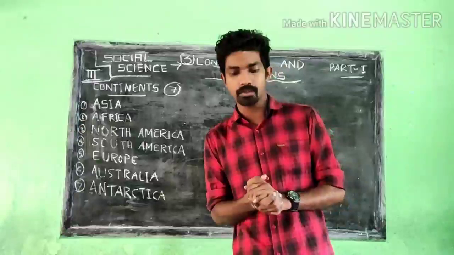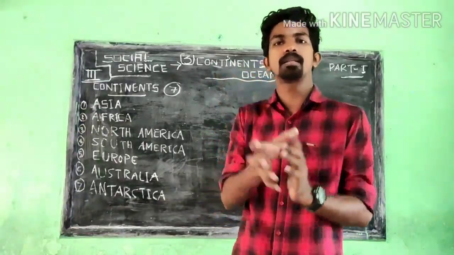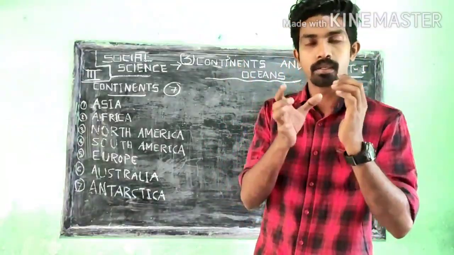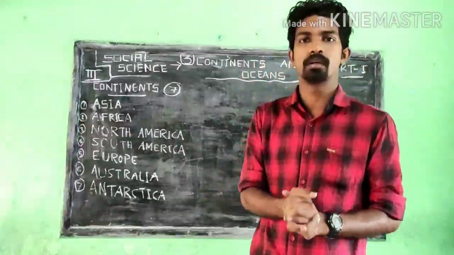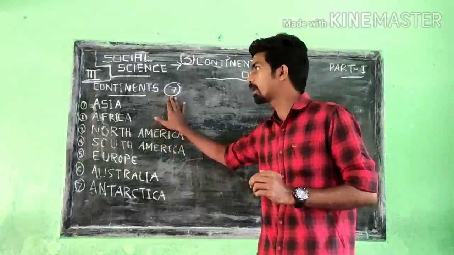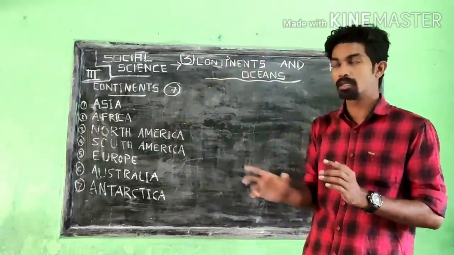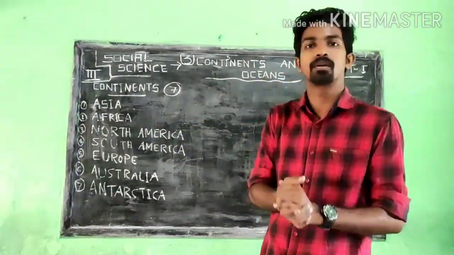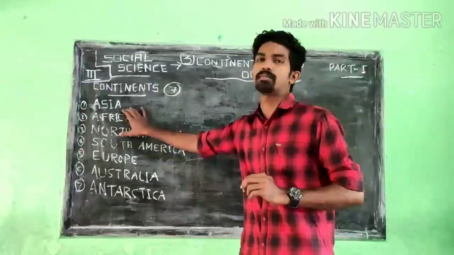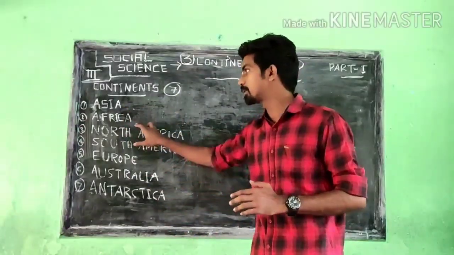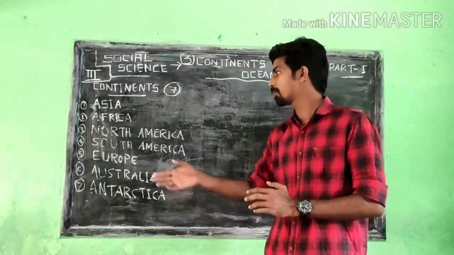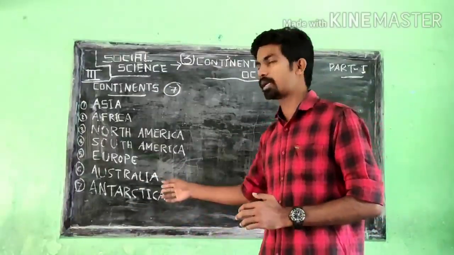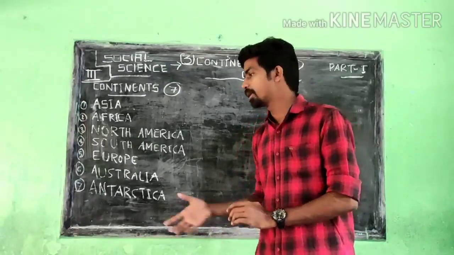The large areas of land which we can see on the Earth are called continents. There are 7 continents. Land is divided into different continents. First one is Asia. Second one is Africa. Then North America. Then South America. Then Europe. Then Australia. And finally Antarctica.